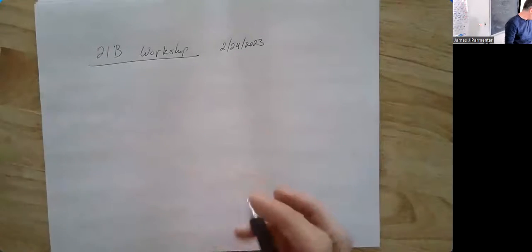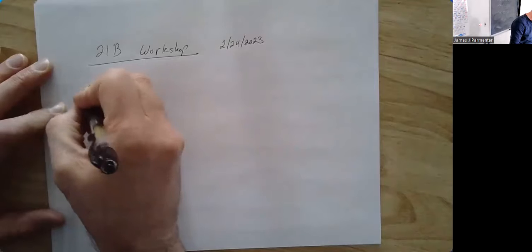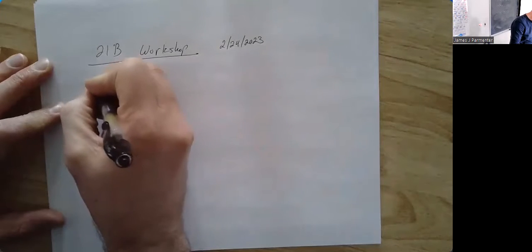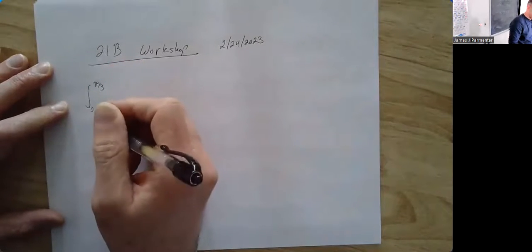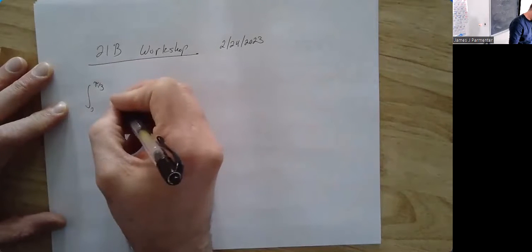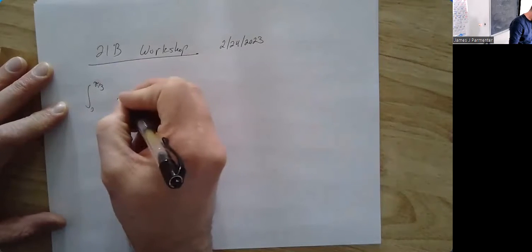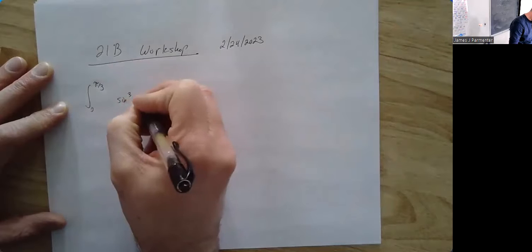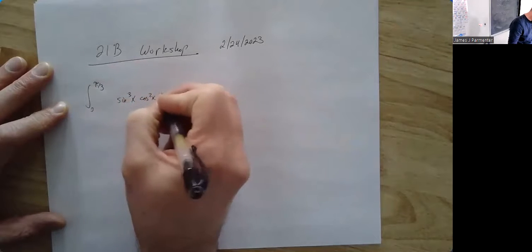Let's do this question first, and then we'll do some trig sub. So let's say I wanted to find the integral from 0 to pi over 3 of sine cubed x cosine squared x dx.